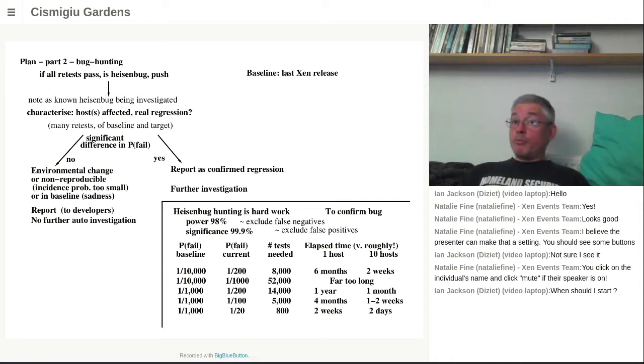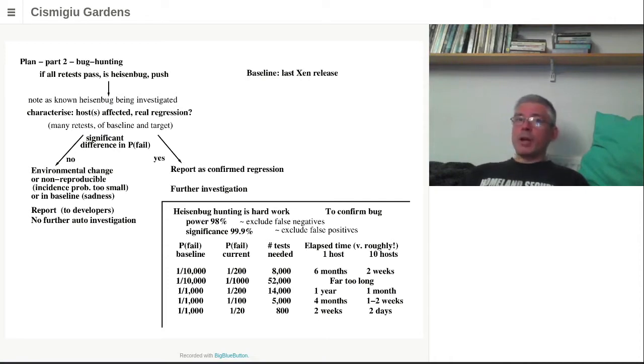A 1 in 200 failure probability that happens like once every other flight could be tracked down, even if it only affects one particular host. Sometimes we have bugs that are host specific. You could track that down in 6 months, and that seems like a long time, but you're basically taking one machine out to automatically track down this rare bug. If the failure is more common, then you could find it in a couple of weeks or so.